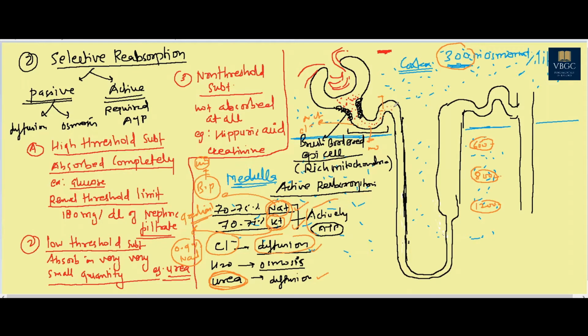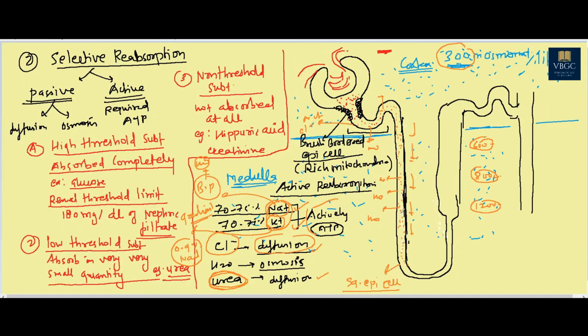Now once absorption is done in the PCT, all the nephric filtrate comes into the descending limb of the loop of Henle. So the nephric filtrate is moving here. Now this area, which is made up of squamous epithelial cells, is highly permeable for water. So the water present here in the loop of Henle gets absorbed.